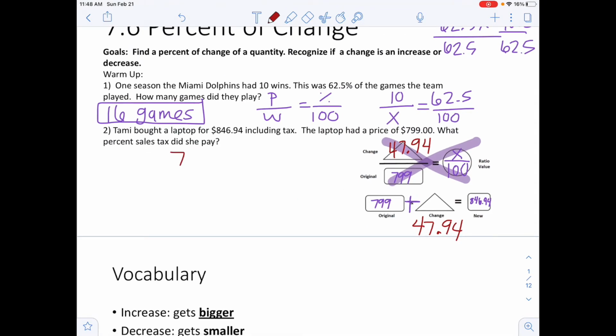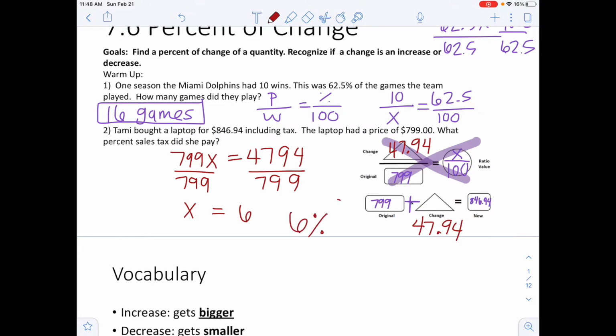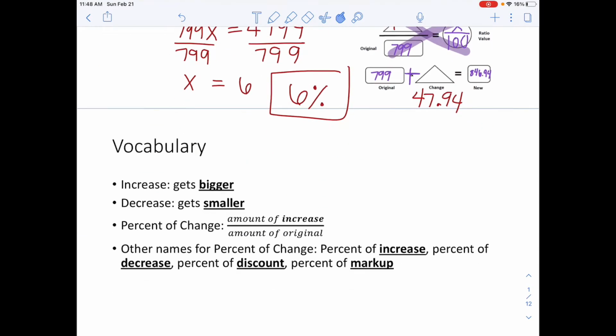So I'm going to take 799 times x, which is 799x, equals $47.94 times 100, 4,794. Divide both sides by 799, and we get x equals 6. So it says what percent sales tax? So she paid 6% in tax.